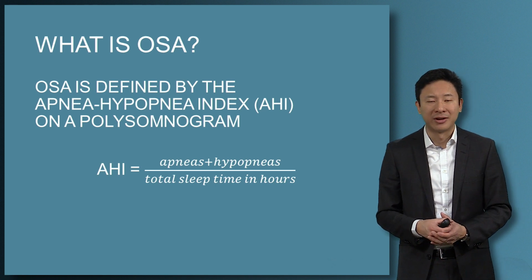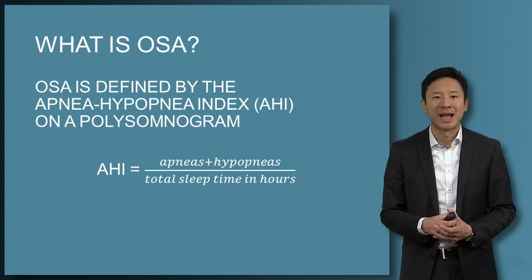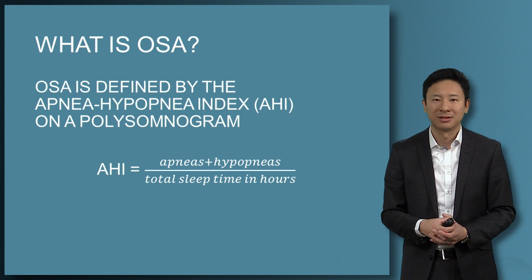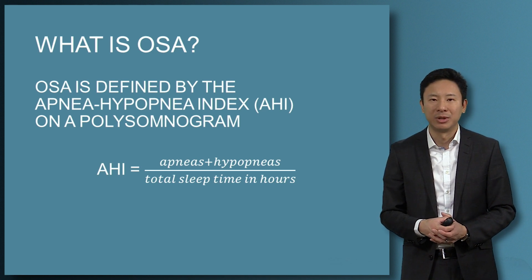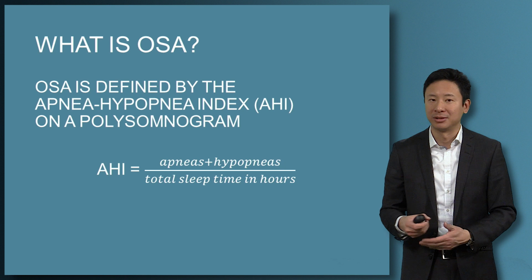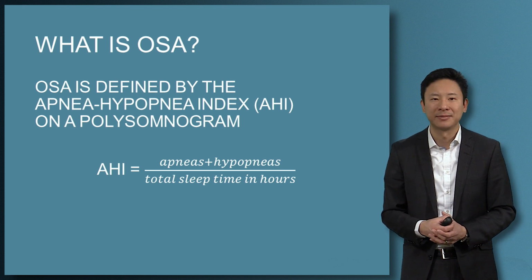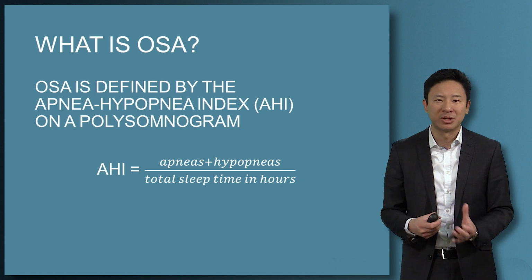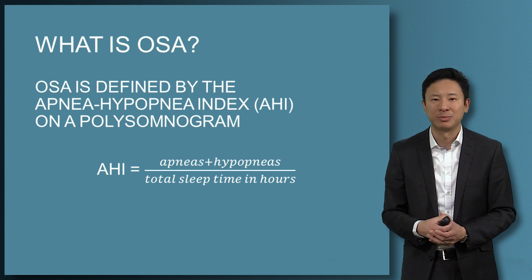Obstructive sleep apnea is defined by something called the Apnea-Hypopnea Index, or AHI. And we measure the AHI by doing something called a polysomnogram, or a sleep study. What is the AHI? Well, it is the total number of apneas and hypopneas experienced by the patient during the night, divided by the total amount of time that the patient slept for during the test.